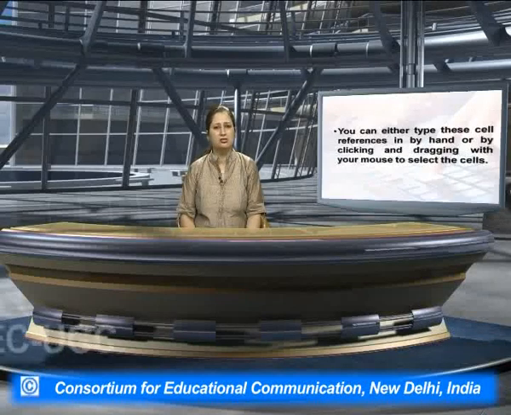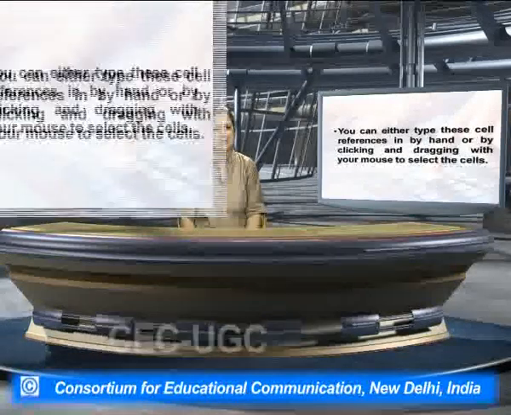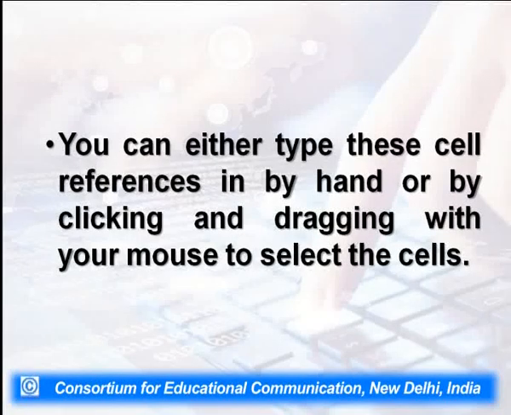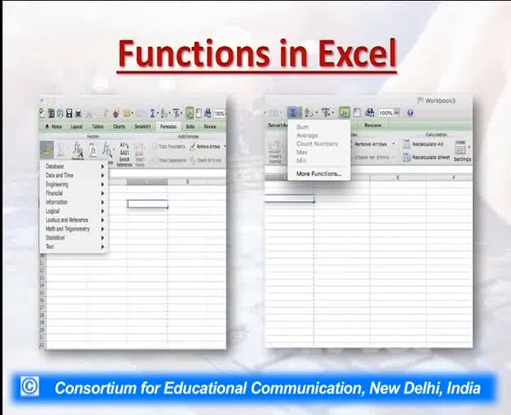You can write all these cell references by hand, or by simply clicking and dragging. Once you type the name of the function, you open the parenthesis, click on the cells where you want the range, and then close the parenthesis. You do not even have to type the range; Excel will automatically pick up the range once you select it with the help of your mouse button. So, now we were discussing functions in Excel.